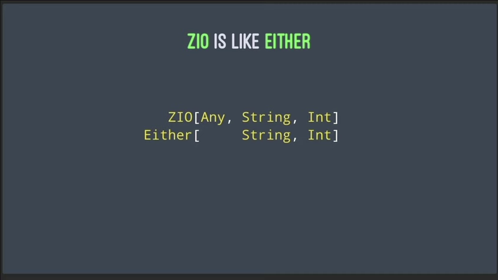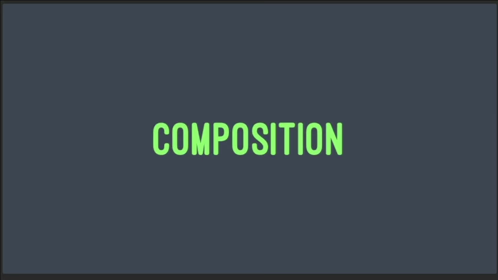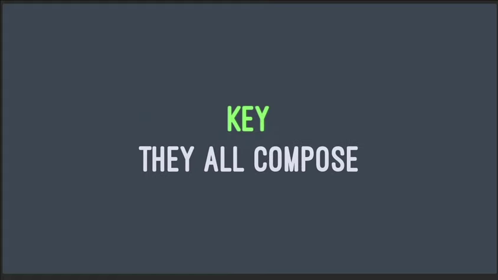And I mentioned that ZIO is like either. And conceptually, we can think of that ZIO type here as a function that takes this environment parameter and returns an either, like that. And then an enormous part about functional programming is composition. We can compose all kinds of things like errors, concurrency, resource management, retries, scheduling, and all the other things I showed before. But the key in ZIO is that whatever you're doing, they all compose.